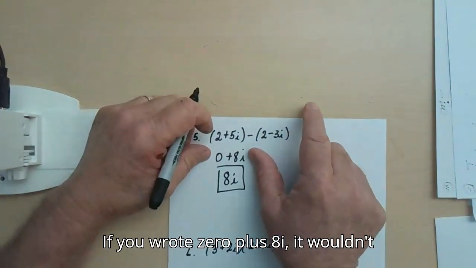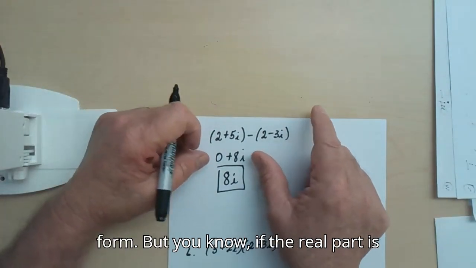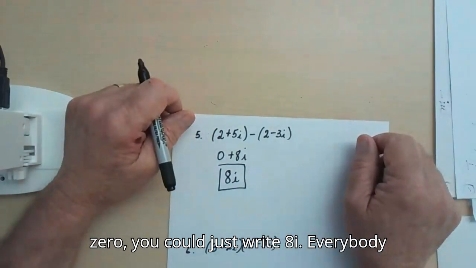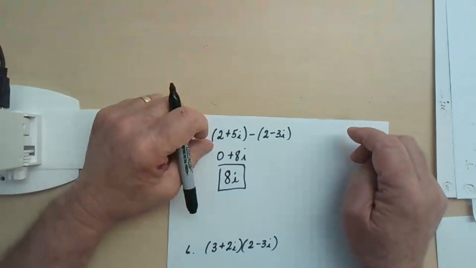If you wrote 0 plus 8i, I wouldn't take off. Technically, that's standard form. But if the real part's 0, you could just write 8i. Everybody with me? Is everybody good there? We're just combining like parts.